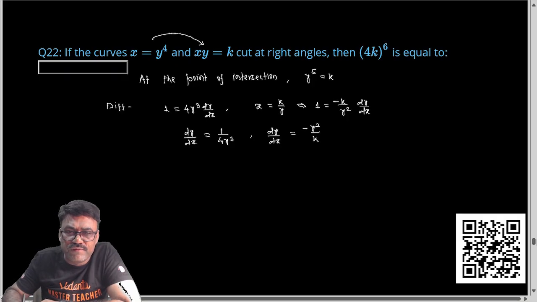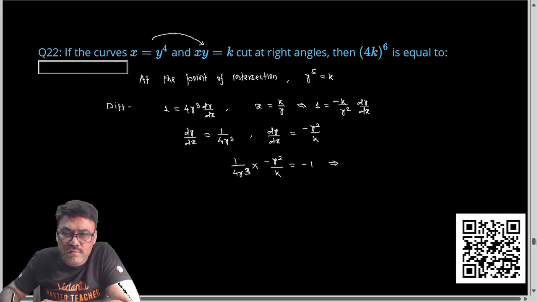And since these two curves are orthogonal, the product of the derivatives, 1 by 4y cube times minus y square by k, should be -1. So this gives you 1 over 4ky is equal to 1. So this gives you y is equal to 1 by 4k.